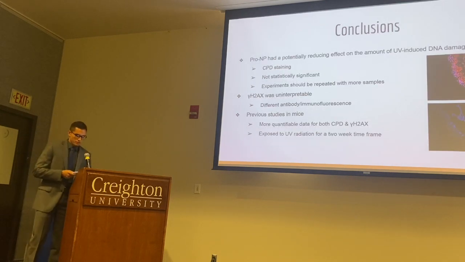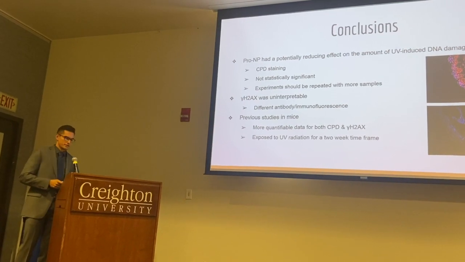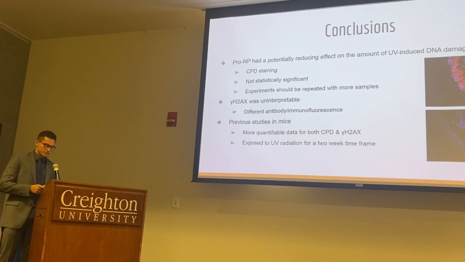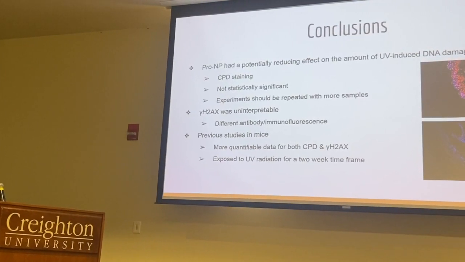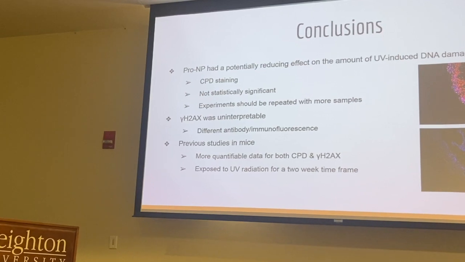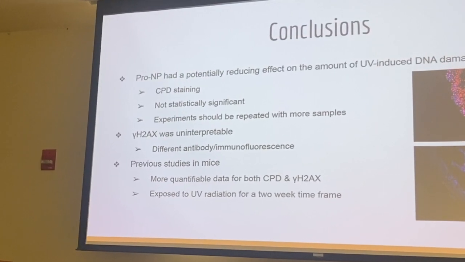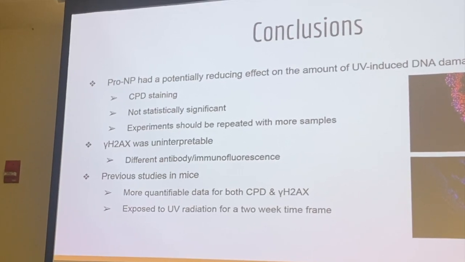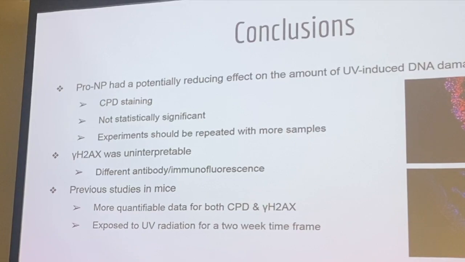In conclusion, while it appears Pro and P reduced CPD formation, the results weren't statistically significant. To determine whether the effect is real, these experiments should be repeated with more samples. Since the gamma H2AX data was uninterpretable, a different antibody or protocol may yield quantifiable results. There have been previous studies on both CPD and gamma H2AX which produced more significant data.